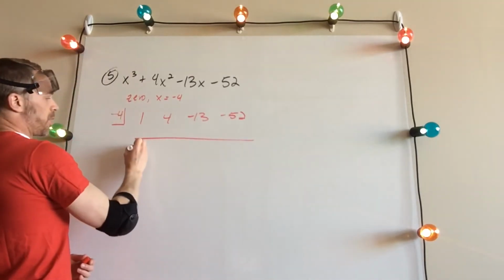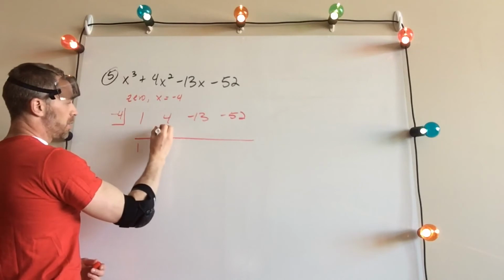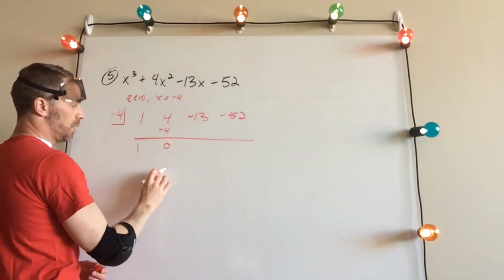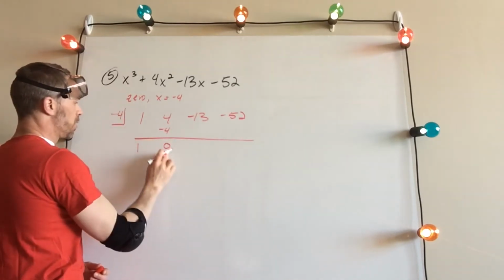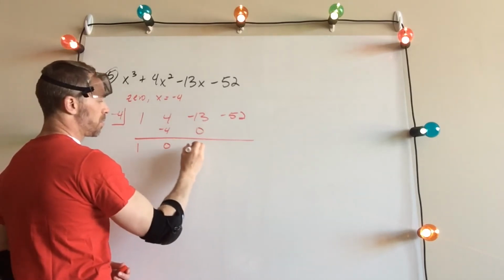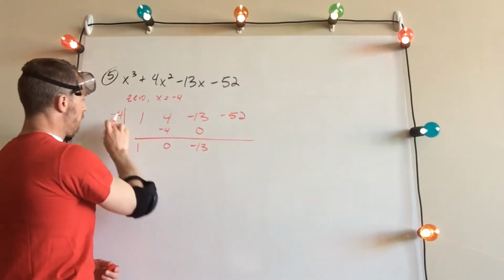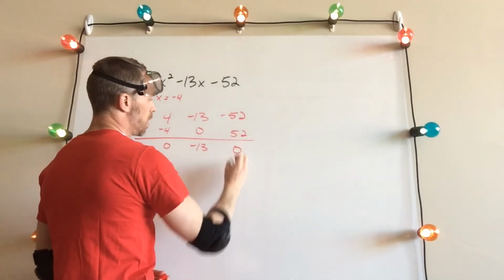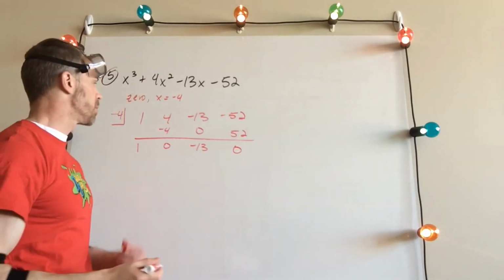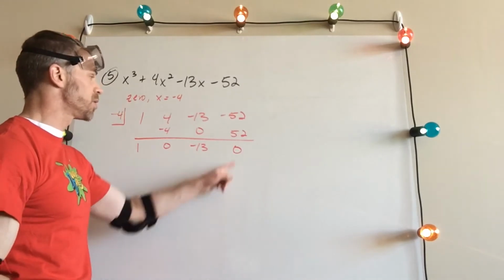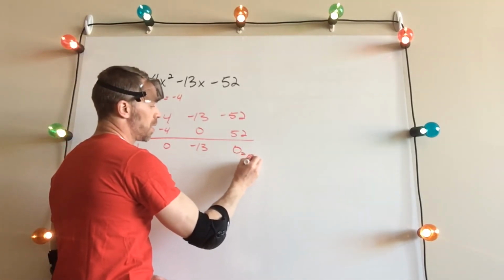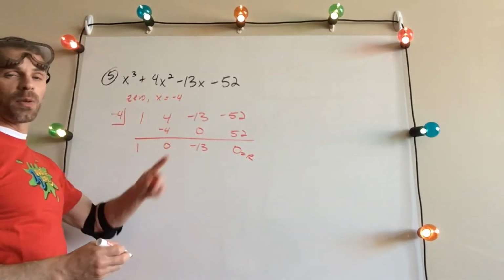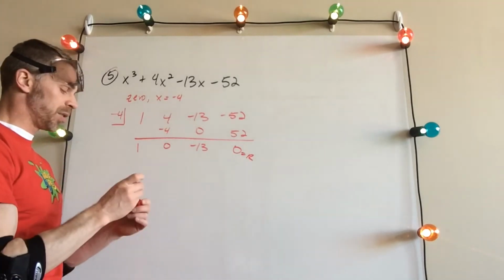All right, we bring down our 1, multiply by our 0, which was -4, 0. Multiply by our 0 again, 0. Multiply by our 0, gives us a positive 52, and 0. So again, we were correct reading the graph and using our table since we got a remainder of 0. -4 was truly a 0 of the polynomial.